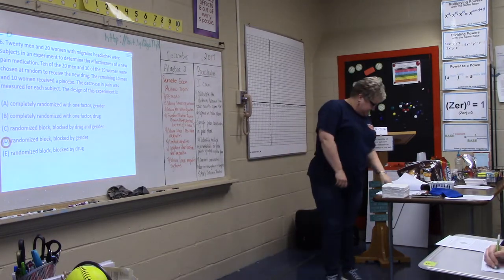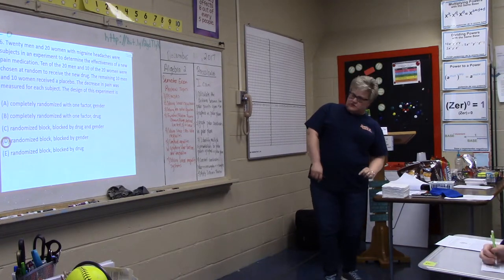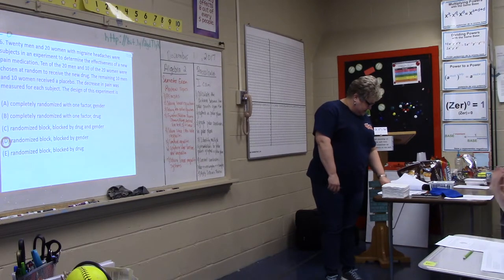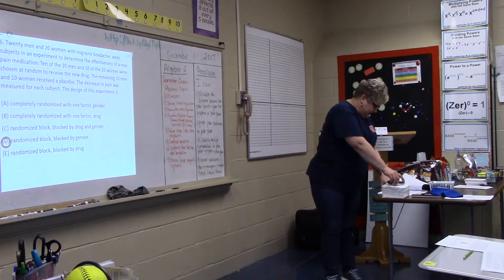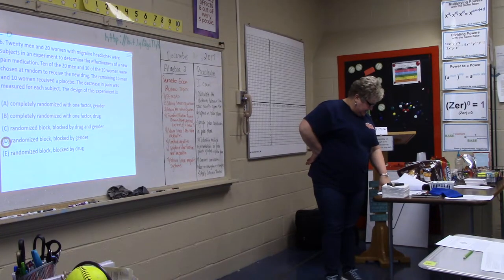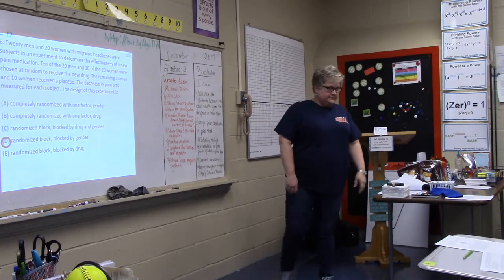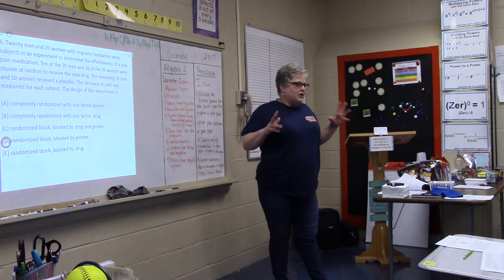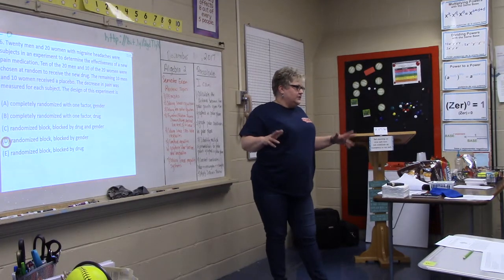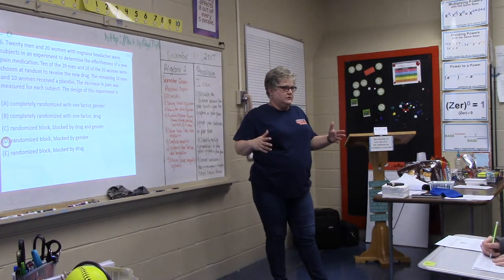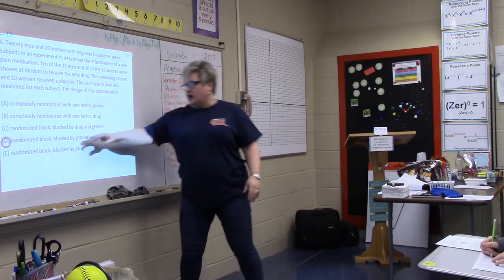Now, let's read this. It says 20 men and 20 women with migraine headaches were subjects in an experiment to determine the effectiveness of a new pain medication. 10 of the 20 men and 10 of the 20 women were chosen at random to receive the new drug. The remaining 10 men and 10 women received a placebo. Now, you can only block on one thing at a time. So what is the first thing that you are blocking on here? Gender. So it's not the drugs.